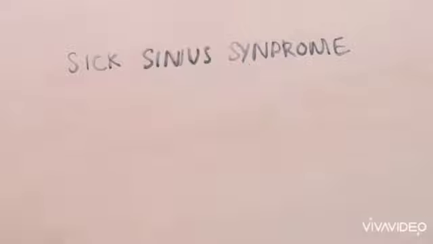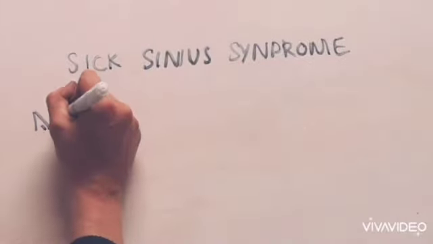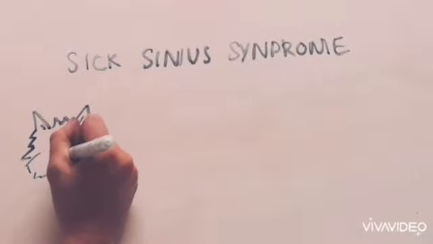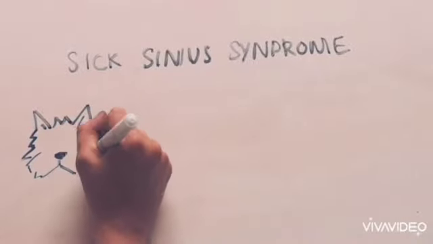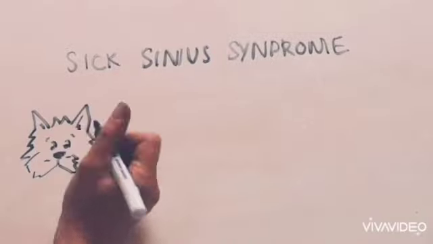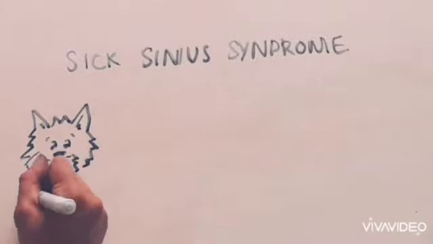Now I'm just going to briefly talk about sick sinus syndrome, which tends to occur in Westies, so excuse my very poor drawing of this poor little dog. But it's a term for a collection of arrhythmias, where the sinus node, or the SA node, just doesn't fire off at a correct rate.